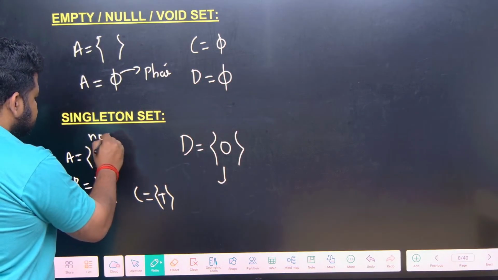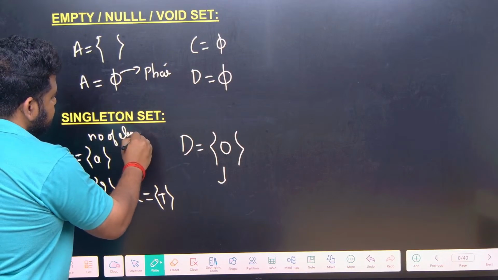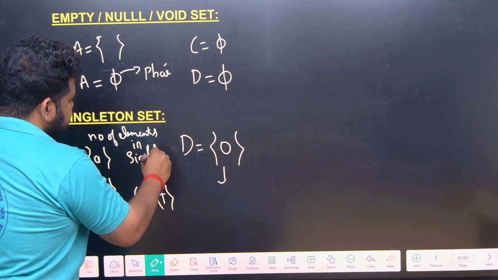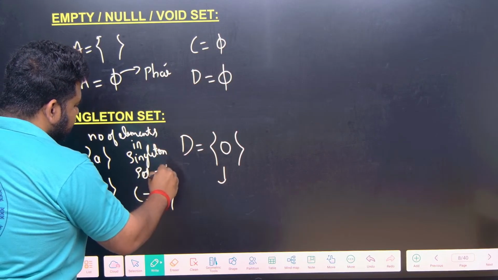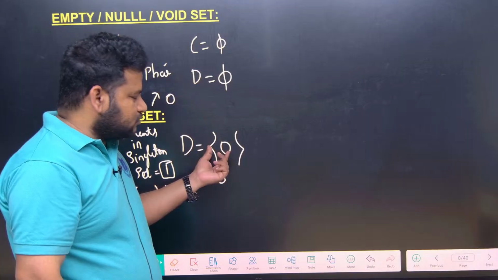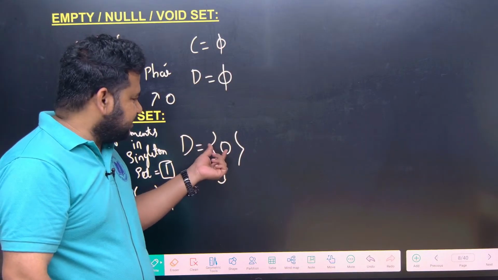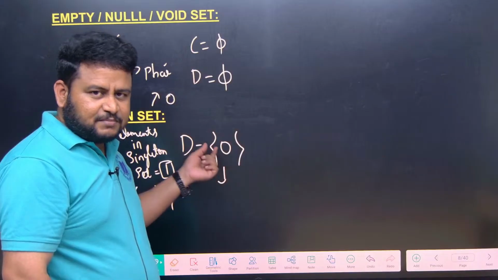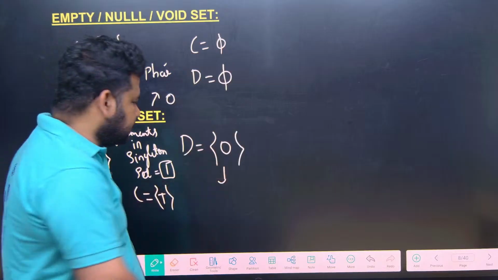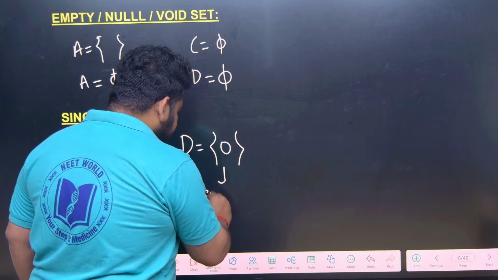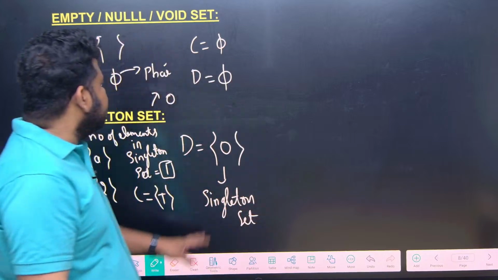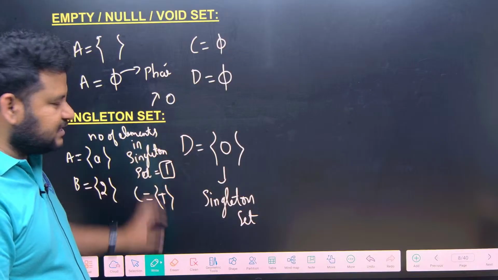So the number of elements in a singleton set will be equal to 1, whereas in a null set it will be equal to 0. Here, D is equal to {0}, it is representing a set having 0 as the element, but the number of elements is 1, since 0 is also an element. So this is a singleton set. Clear?